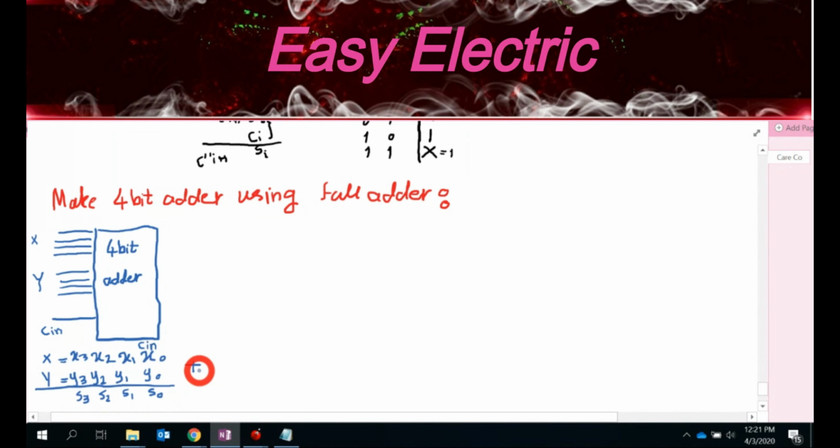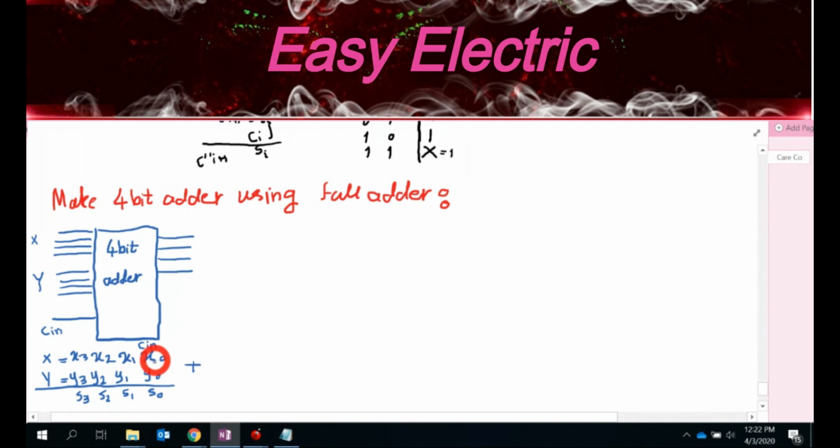You tell me, whenever you add two numbers which have 4-bit, how many outputs do we need? Just type it in the chat box. How many outputs we should have for this 4-bit adder? 4 is enough, or we need more than 4? So 4 is enough. 4 is enough. Yes or no? 4 is not enough. Why?